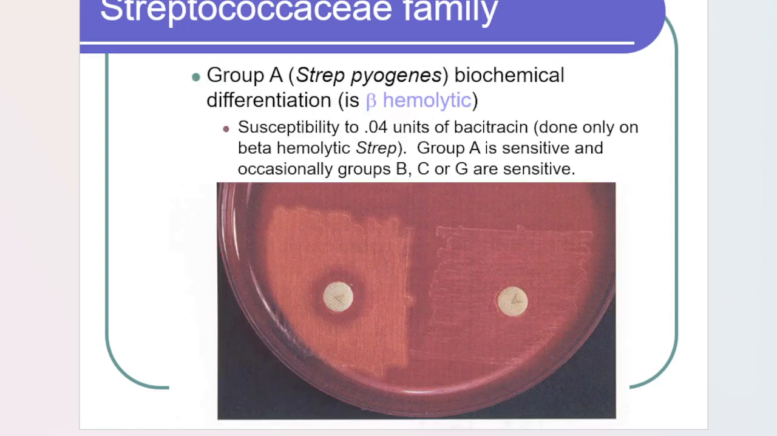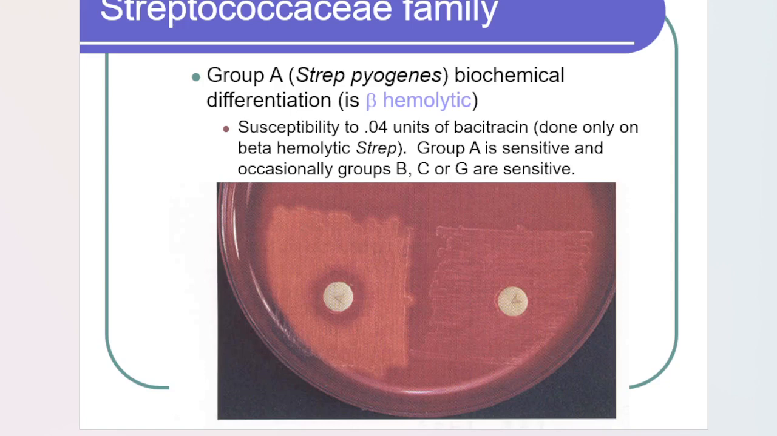So, group A, Strep pyogenes. Biochemical differentiation: they are beta hemolytic. Okay? These are also susceptible to 0.04 units of bacitracin. Gagawin mo lang yung bacitracin test, susceptibility testing, for Streptococcus if that is beta hemolytic.